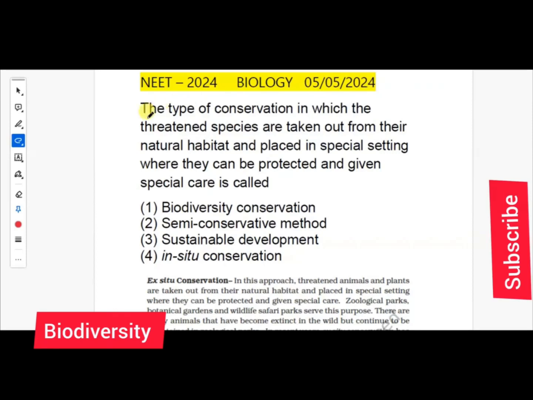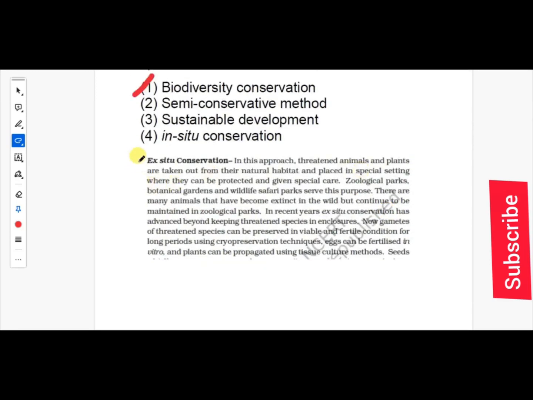The type of conservation in which threatened species are taken out from their natural habitat and placed in a special setting where they can be protected and given special care is called option 1, biodiversity and conservation. You can see the NCERT topic in the name of ex situ conservation.